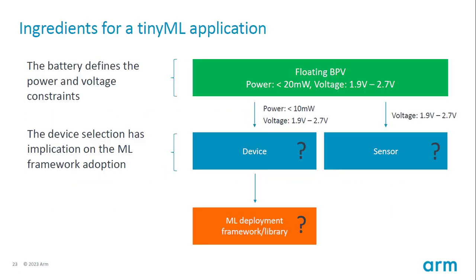So what are the ingredients? Here the power budget is defined. We have a range of 20 milliwatt, more or less. But another constraint is the voltage range, because unfortunately we cannot always have the 3.3 volts that we usually have on microcontroller-based platforms. The power budget will influence the choice of the device and the sensors. But the other influence is going to be on the machine learning deployment framework library. As you can imagine, you define the device, and only once you have defined the device will you need to decide which framework to use.